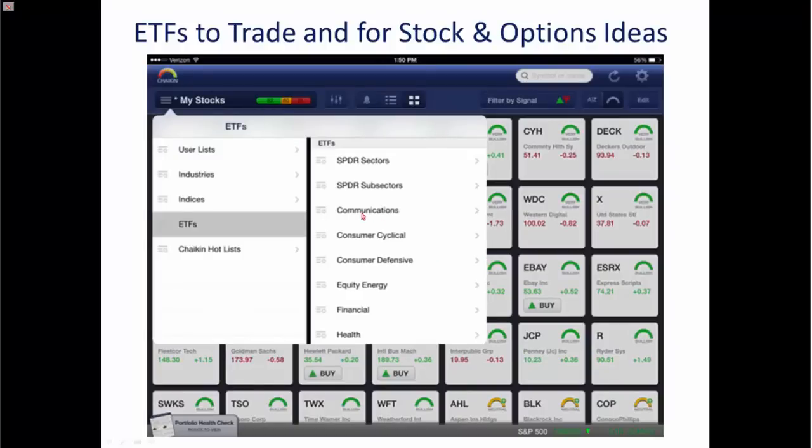So we also monitor ETFs. Don't have a power gauge rating yet. We hope to by the end of the year. But you can use ETFs to trade, as many of you do. If you trade the triple Qs or the Russell or the Spiders, you're going to see something eye-opening in a second. But you can also use ETFs to find stock ideas.